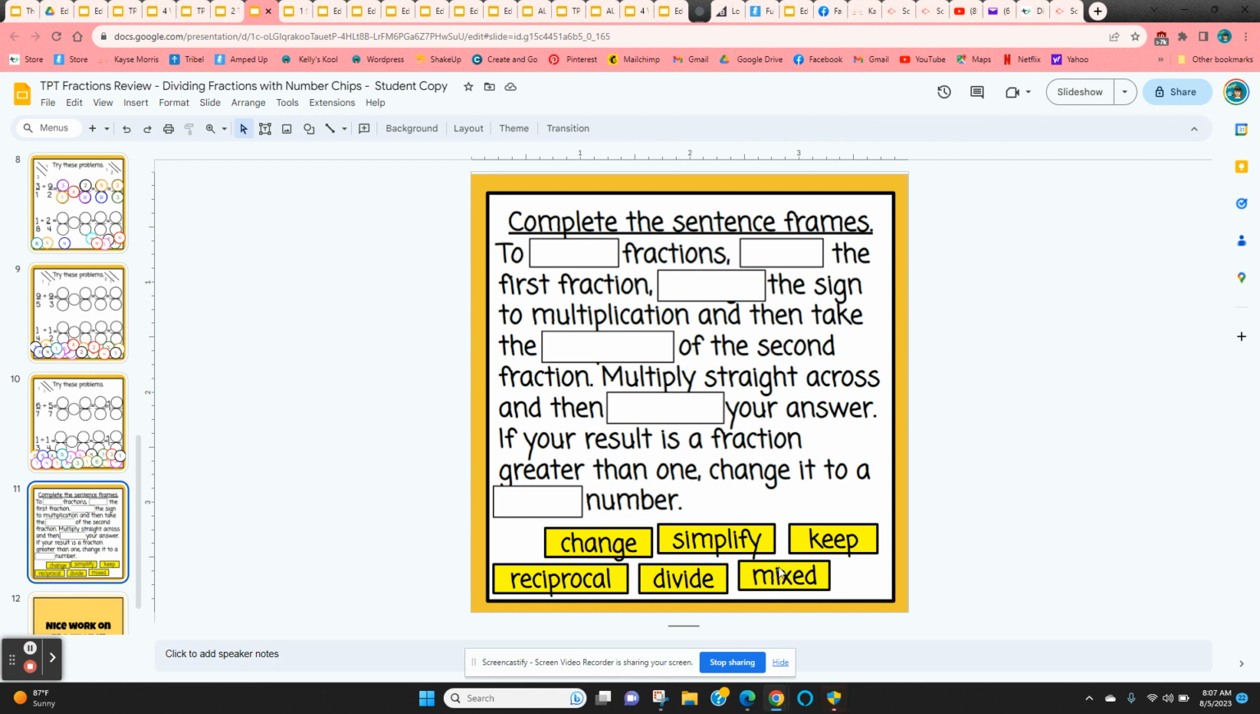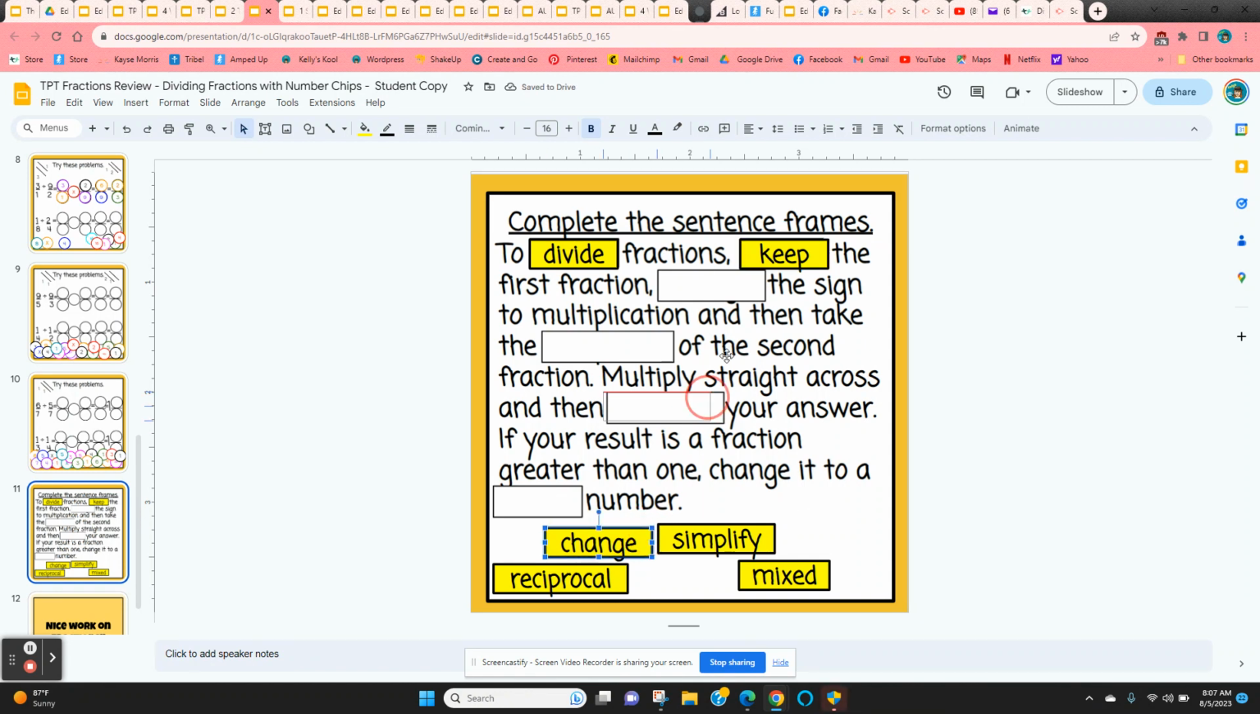To divide fractions, so I'm going to click and hold on the edge of the word divide. We're going to keep the first fraction. Just a review of everything they've just done. Change the sign to multiplication, and then take the reciprocal. So it's good to introduce that word, reciprocal, of the second fraction. Multiply straight across, and then simplify your answer.